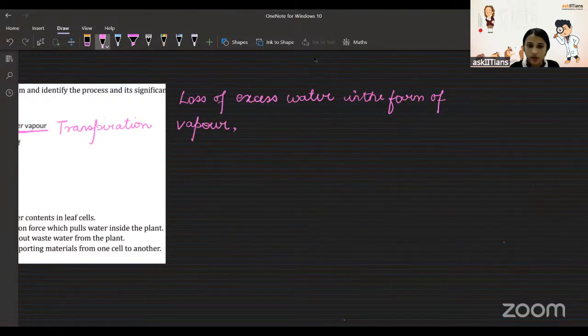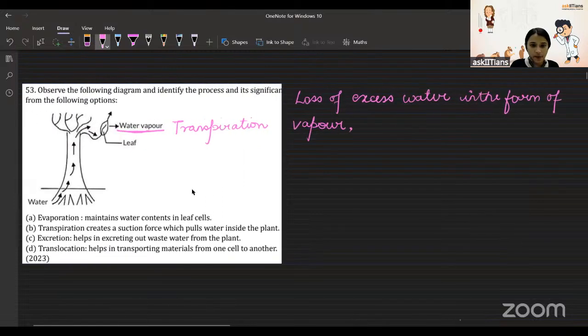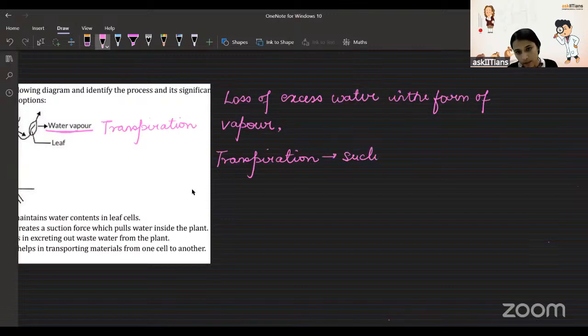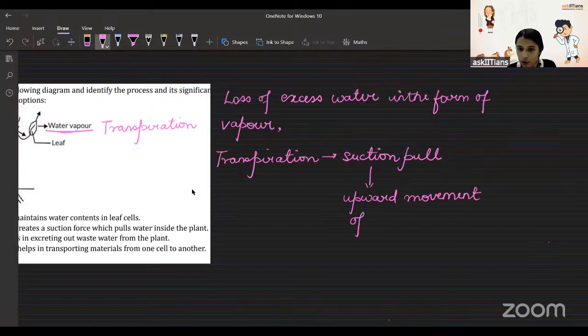So when this transpiration occurs, it creates a suction force or suction pull, and this suction pull helps in the upward movement of water through the xylem vessel, right?